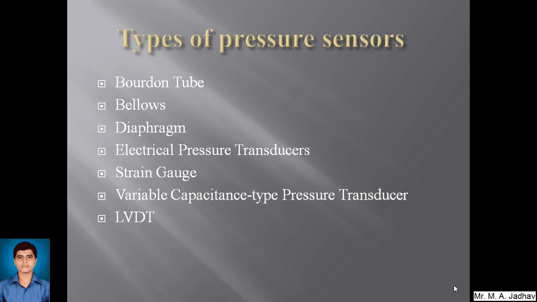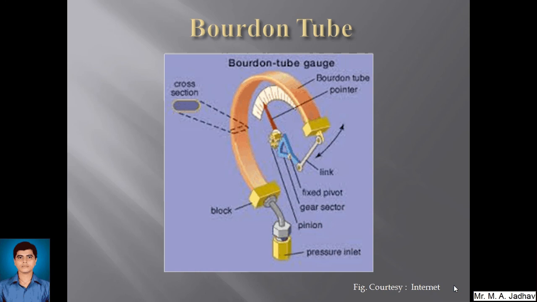Very first, that is the Bourdon tube. This is the picture of a Bourdon tube pressure gauge. Here we have an oval shaped tube which has one end fixed and the other end movable. At the fixed end, we apply the pressure, and the movable end of the tube is linked with a link, and that link is connected to a sector, which meshes with the pinion, and the pinion is connected with the pointer, and there is a scale.